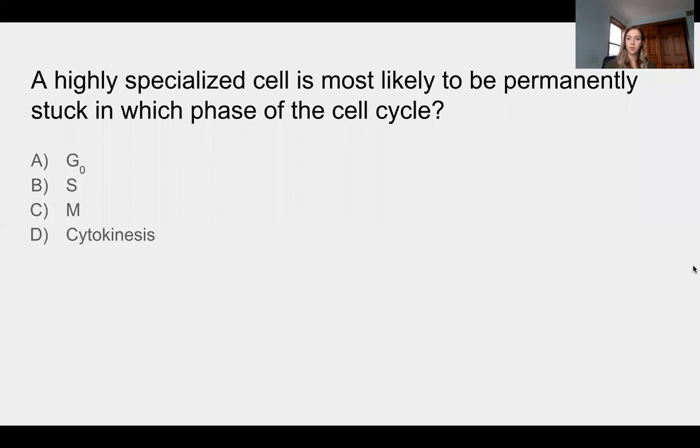All right, I'm going to assume you answered the question now. So the answer here is G0. We're going to go over all the phases of the cell cycle now in depth. Again, super important to be familiar with all of these steps.